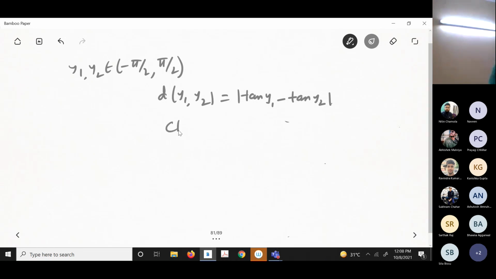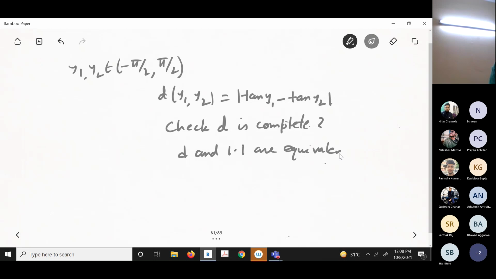Now check that it is complete. You should check it is complete or not. Okay. Now look, if this D is complete, also check whether D and rho are equivalent. Check this one. This is complete. You're working on this: it is actually complete, and this is not complete.